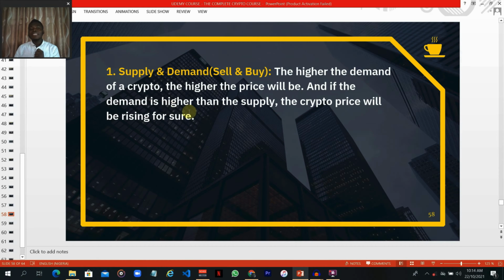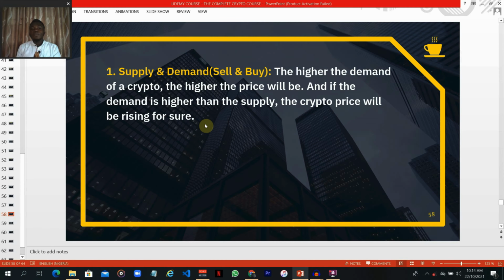And if the demand is higher than the supply, the crypto price will be rising for sure. And if the supply is higher than demand, the crypto price will be going down. So that's something you need to know. If you know that a lot of people are trading more coins, you can check the volume of a particular coin on CoinMarketCap. We talked about that when we were doing a fundamental analysis.